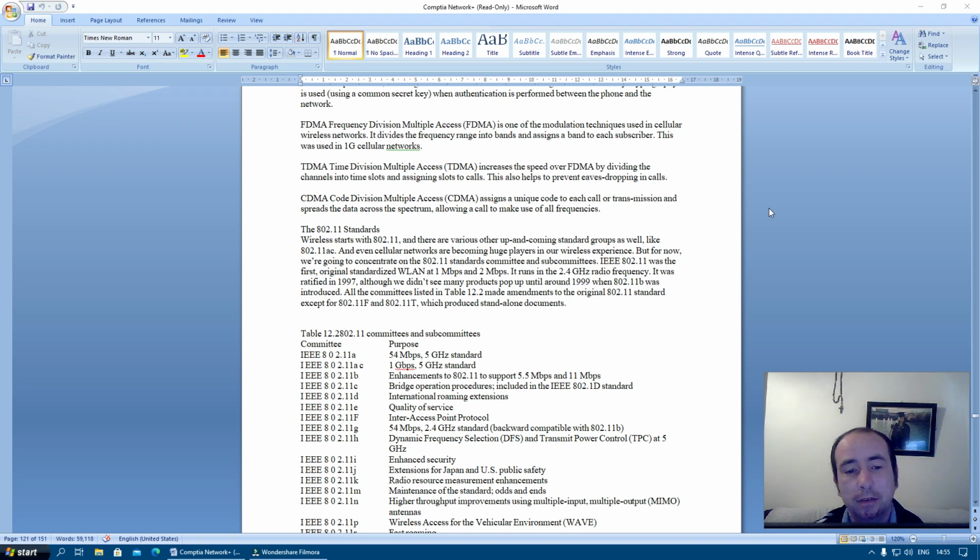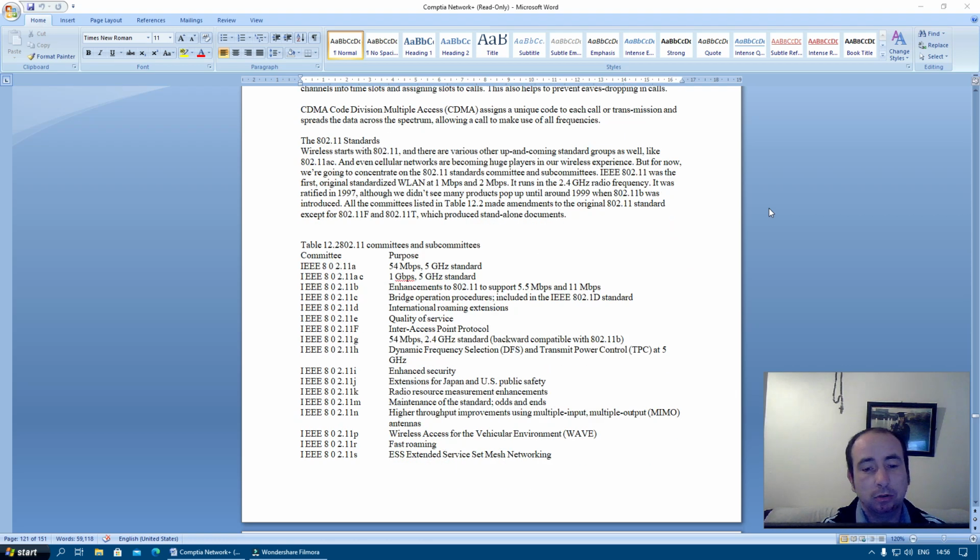IEEE 802.11 was the first original standardized wireless LAN at 1 megabit per second and 2 megabits per second. It runs in the 2.4 gigahertz radio frequency. It was ratified in 1997, although we didn't see many products pop up until around 1999 when 802.11b was introduced. All the committees listed in Table 12.2 made amendments to the 802.11 standard except for 802.11f and 802.11t, which produced standalone documents.